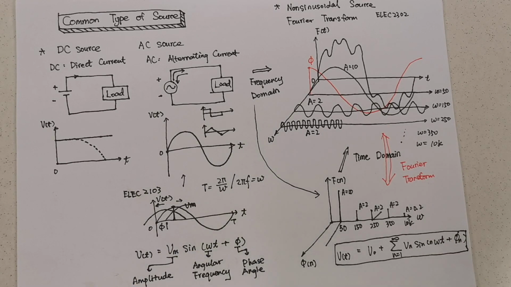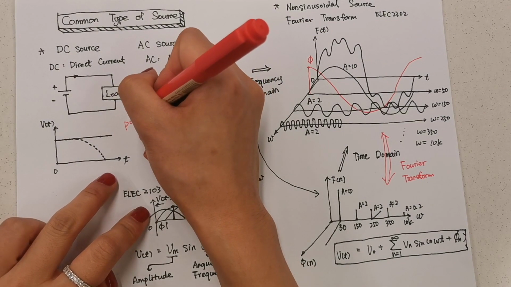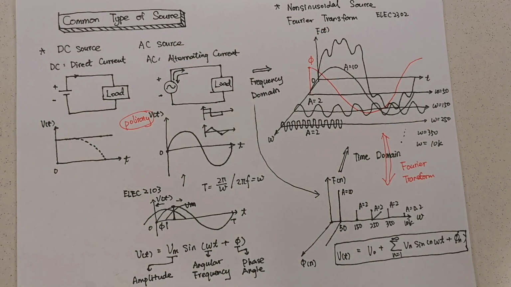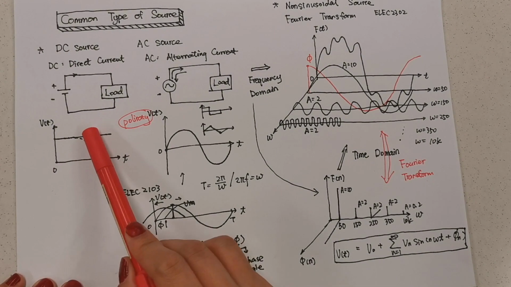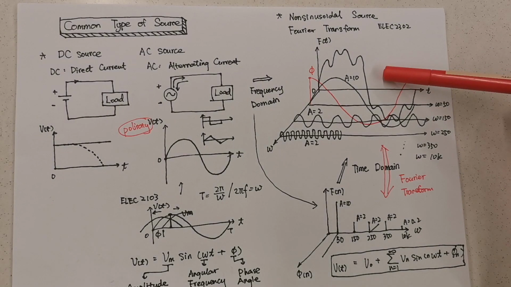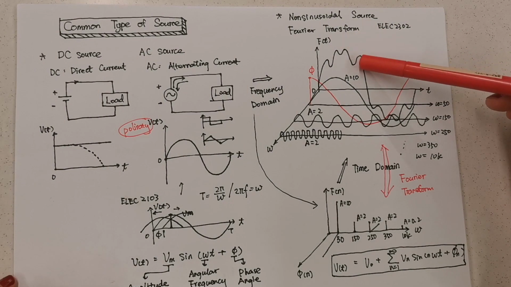To sum up this video, we first talked about the difference between an AC source and a DC source. The biggest difference between an AC source and a DC source is the polarity. If the polarity doesn't change, it's a DC source. If the polarity changes, it's an AC source. And then we talked about how to use a sine function to describe a sinusoid AC source. And then for a non-sinusoid source, we use the Fourier transform to analyze it.